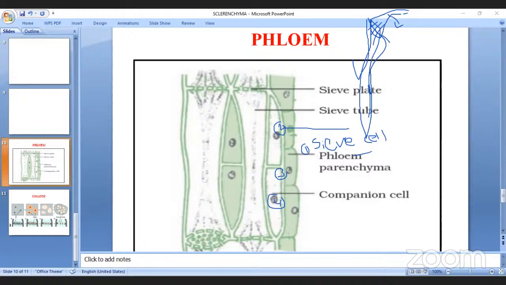The sieve tubes of the phloem are comparable to the vessels of the xylem. I already told you. So this is the sieve plate here. The difference here is callose thickening in the sieve plates. Here callose thickening in between. I will show it diagrammatically later.